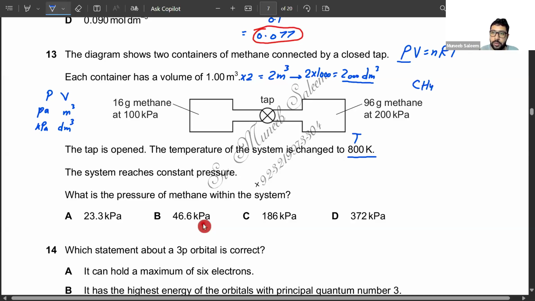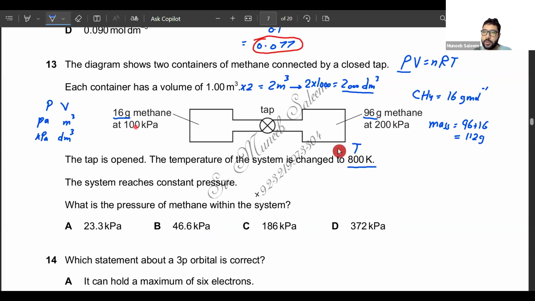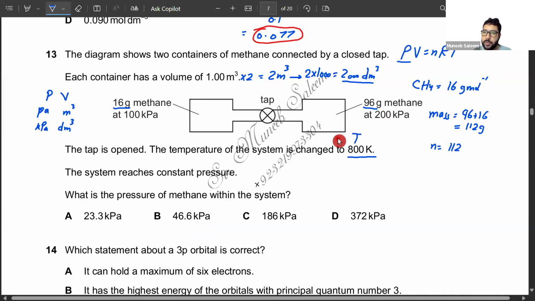Methane formula is CH4. The MR value is 16 gram per mole for CH4. Now, we also see the mass of the methane on both sides, 16 gram on the left container, 96 gram on the right container. So, mass after opening the tap is equal to 96 plus 16, that is equal to 112 gram. We need to convert it into the moles. So mole will be equivalent to 112 divided by 16. It is equivalent to 7 mole.